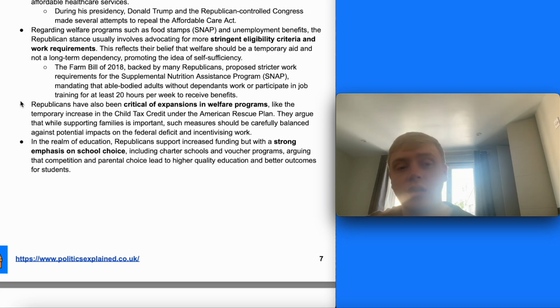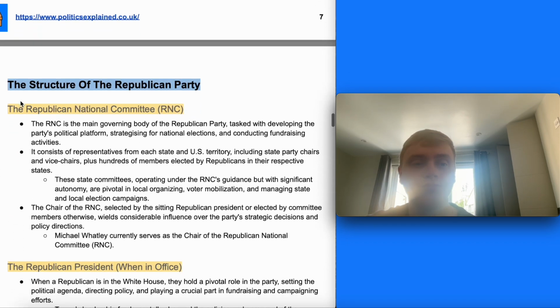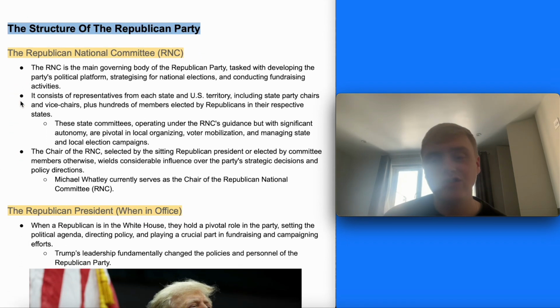And in education, they've placed a strong emphasis on school choice, arguing that competition and parental choice lead to higher education standards and better outcomes for students. Again, showing a free market view that competition is really important. Okay, those were the key policy attitudes of the Republican Party.